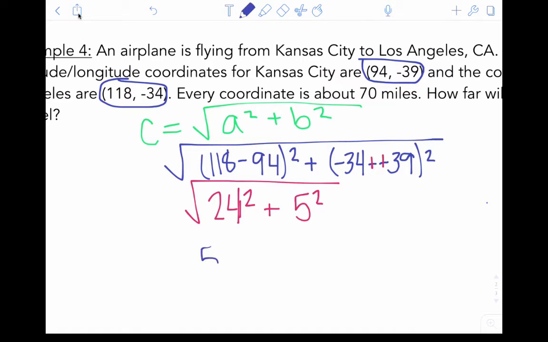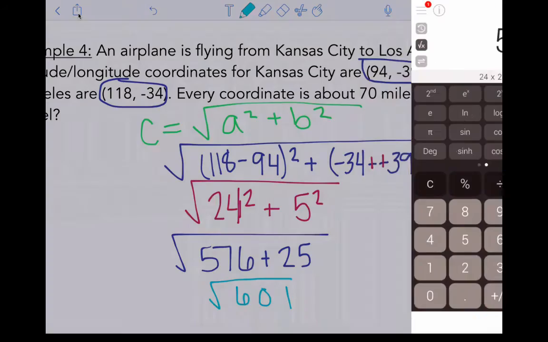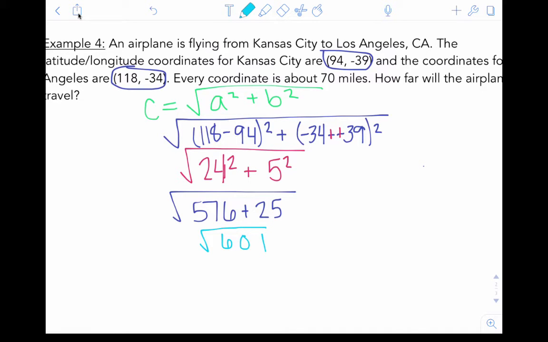24 squared is 576, and 5 squared is 25. And I'm going to add those. 576 plus 25 is 601. And then I'm going to square root that whole thing. The distance in latitude, longitude coordinates from Kansas City to Los Angeles is the square root of 601 units. And this unit is the latitude, longitude unit.